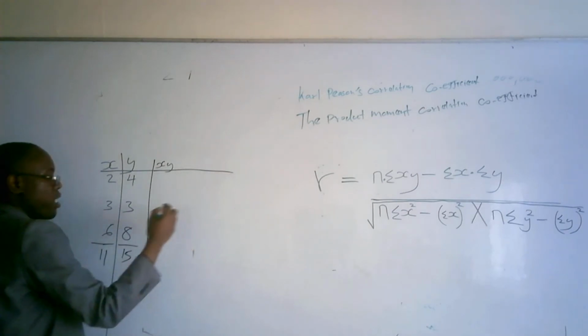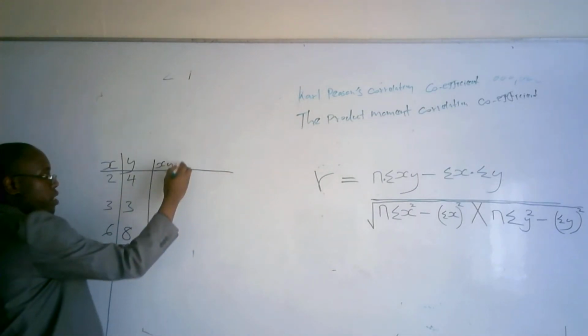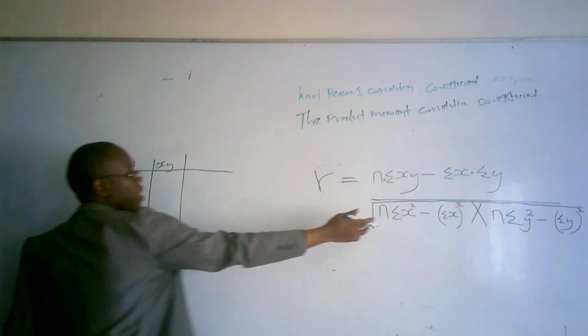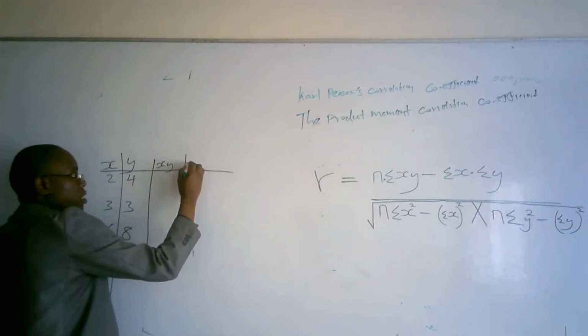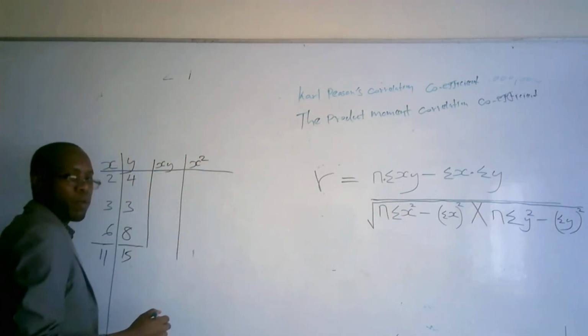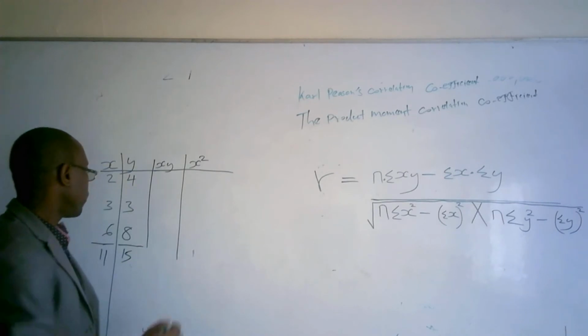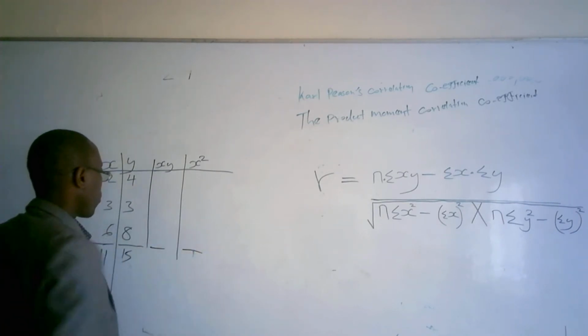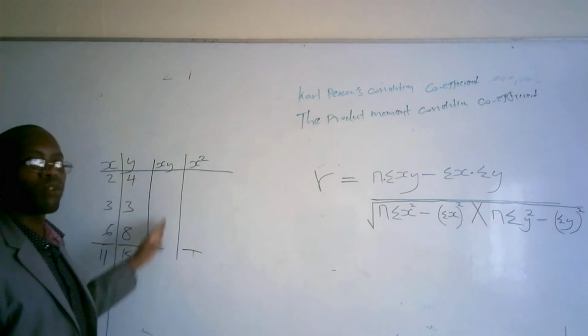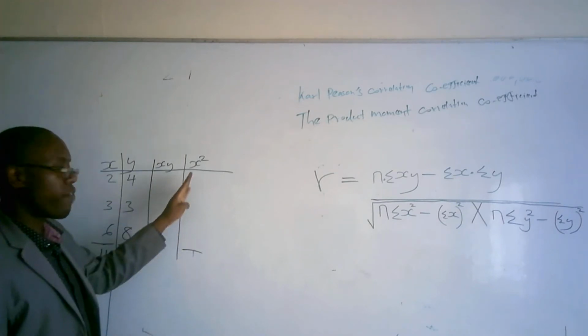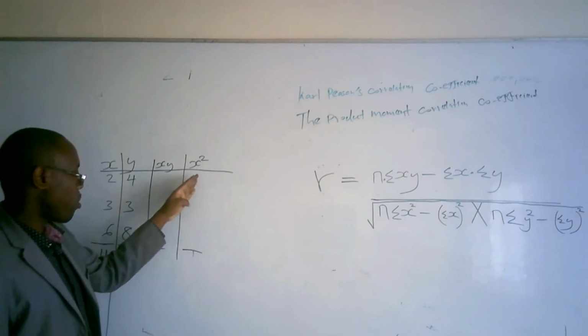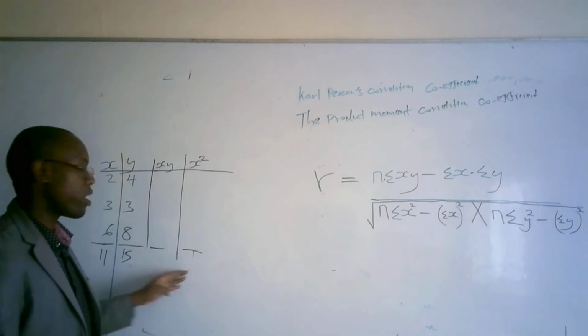So maybe to highlight, every column that we are going to have here, we are going to have xy, and then we are going to have this x squared. You can see we have added two columns, the column of xy, of which we are going to get also the summation, and the column of x squared, of which again we are going to get our summation.